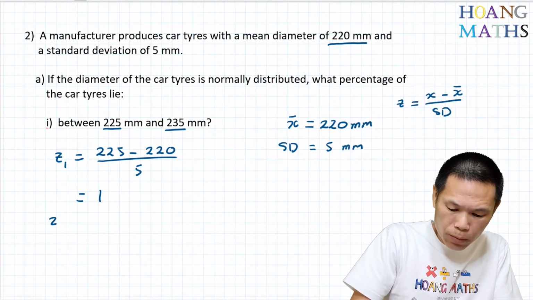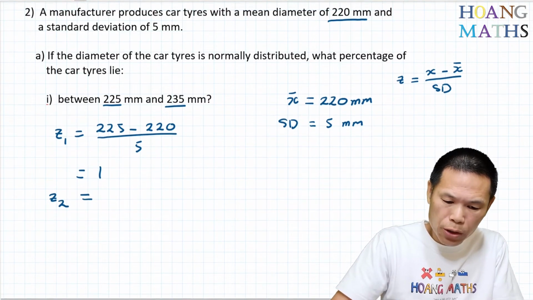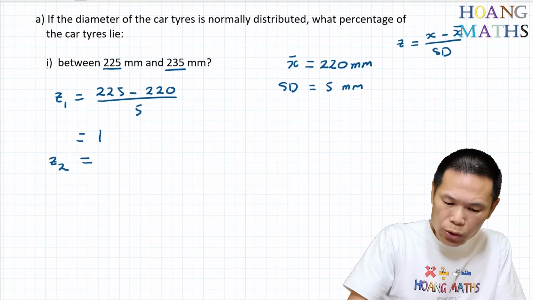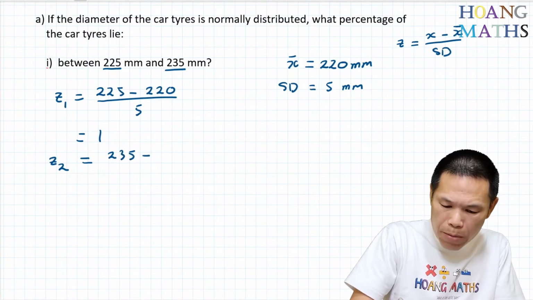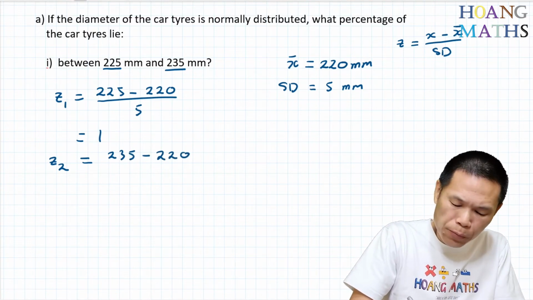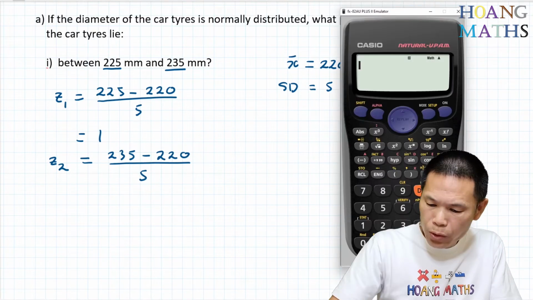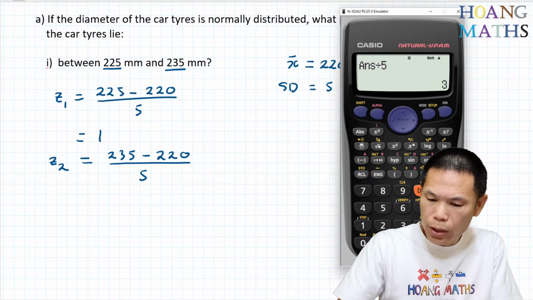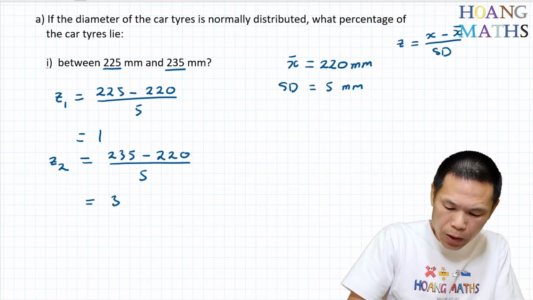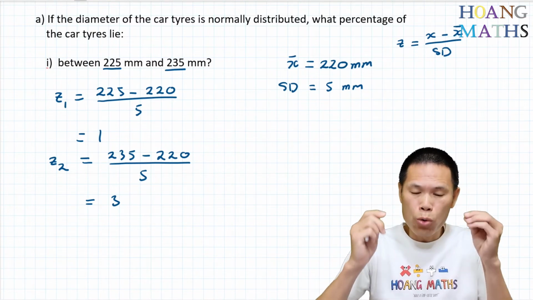And Z2 is equal to, let me just move this up, the score, which is 235. We minus the mean, which is 220 over 5. 235 minus 220 equal, and we divide by 5. So that is 3. So now let me just quickly draw the normal curve first.